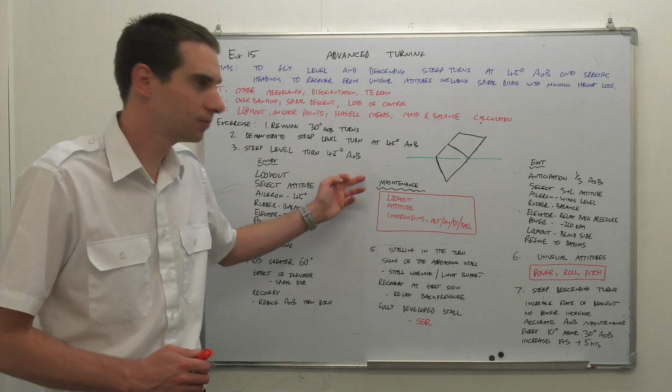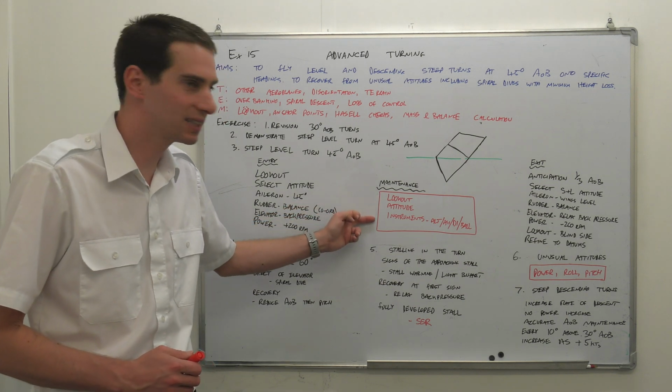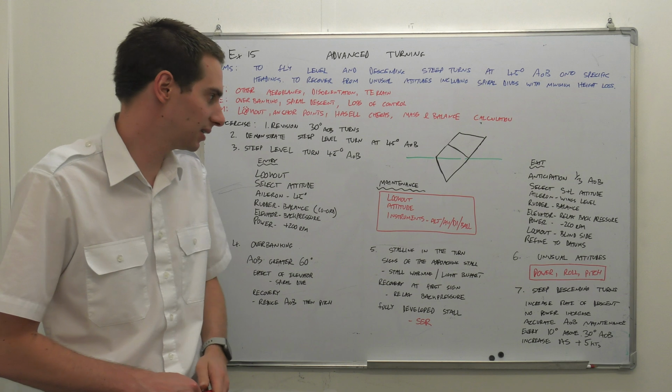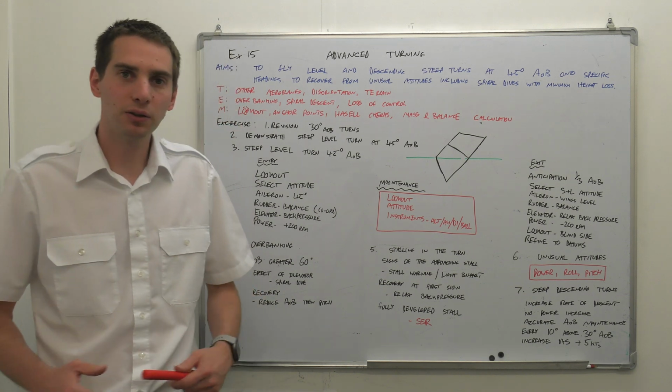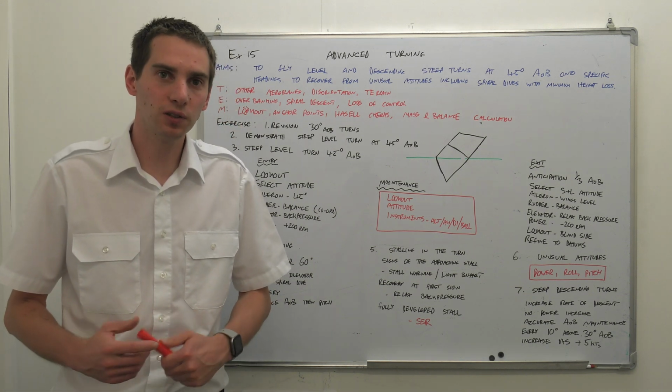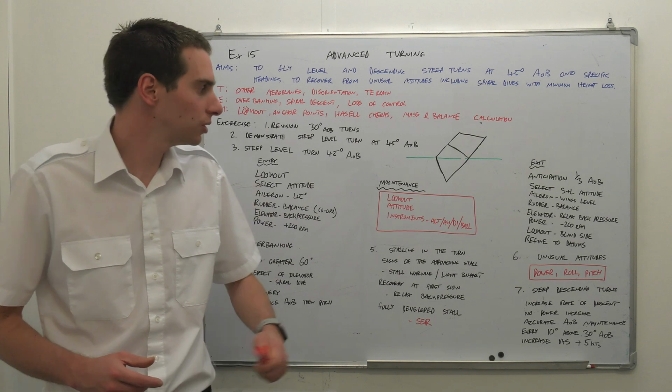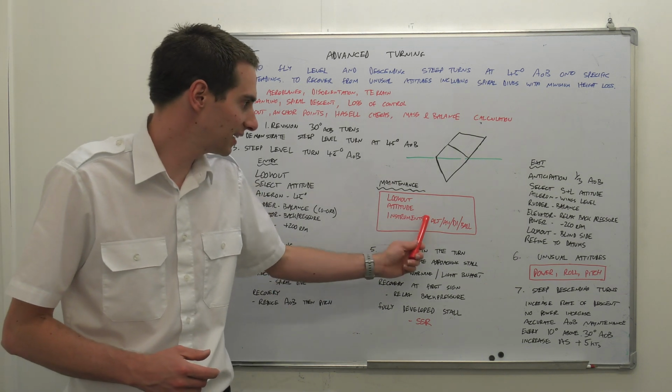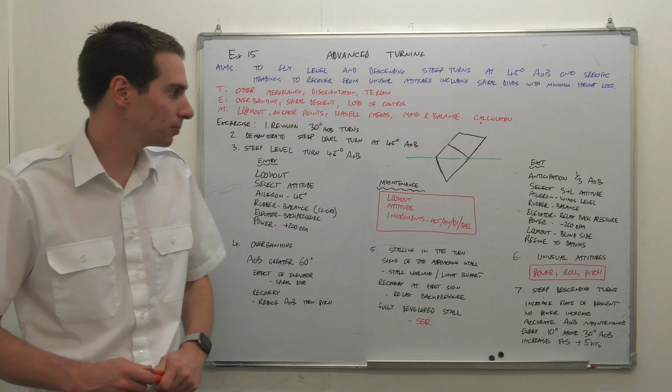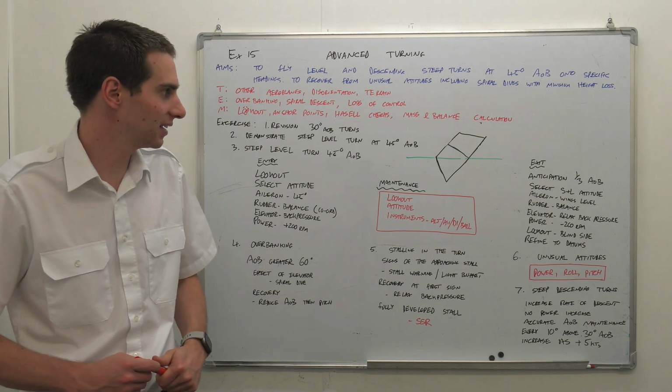Once we're in the turn, to maintain is our common scan: lookout, attitude, instruments. Now in the 45 degrees, the rate of turn will be faster than we were used to normally. So keep scanning, keep that altitude, the airspeed, the DI scan going.